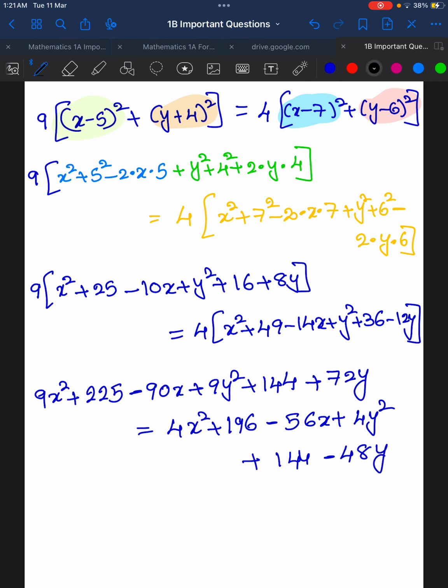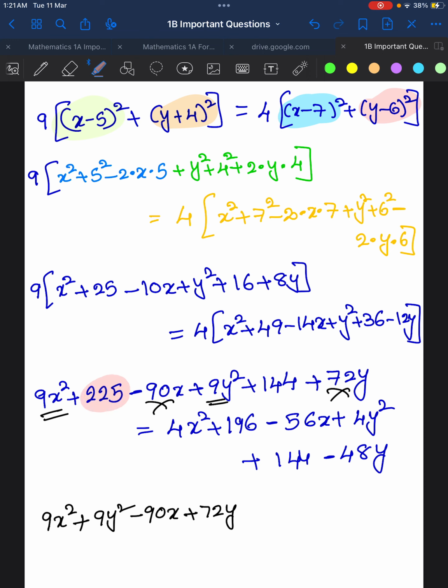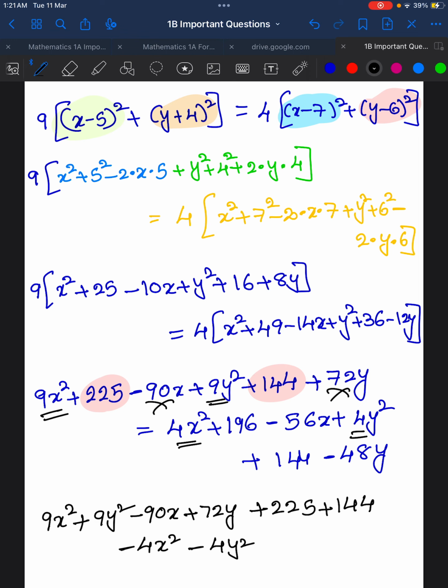So now I am taking all terms to the left side. It will become 9x square plus 9y square. I am writing 9x square, 9y square. Next minus 90x plus 72y. Now the numbers we are adding here: plus 225 plus 144. Now the right side terms we are taking to the left side. That will become minus 4x square, minus 4y square, plus 56x, minus 4y square and so on.